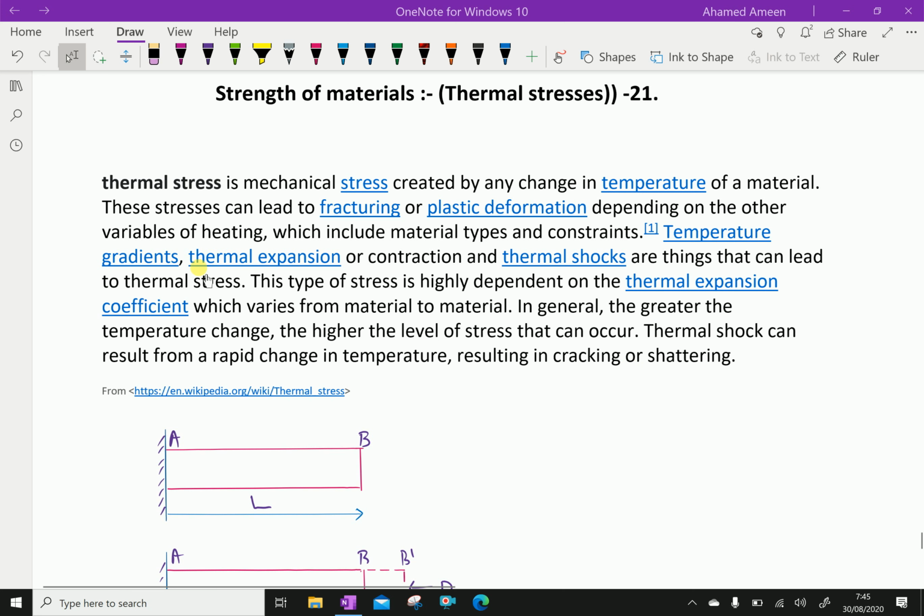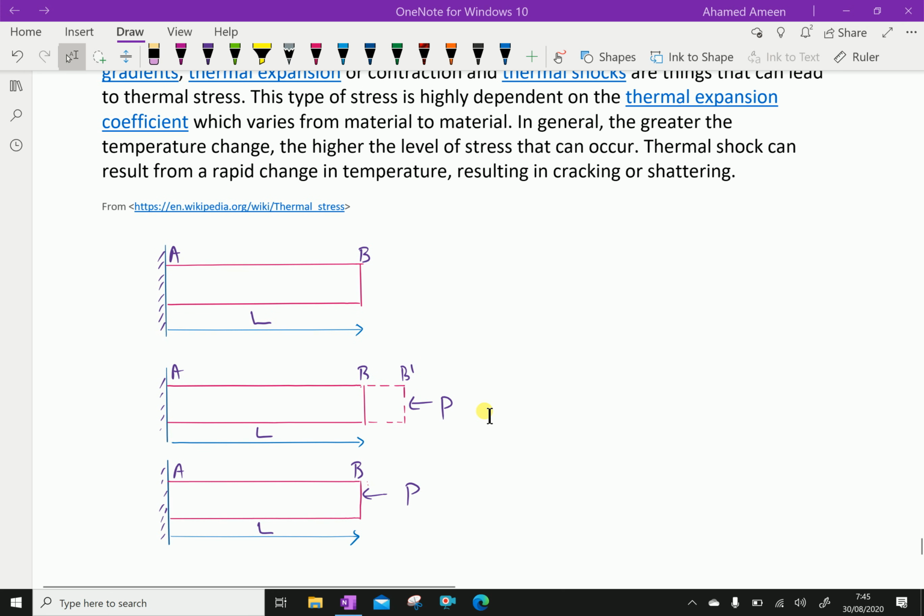Temperature gradients, thermal expansion or contraction, and thermal shocks are things that can lead to thermal stresses. This type of stress is highly dependent on the thermal expansion coefficient, which varies from material to material. In general, the greater the temperature change, the higher the level of stress that can occur. Thermal shocks can result from a rapid change in temperature, resulting in cracking or shattering or failure of structure. Here, look at this figure.